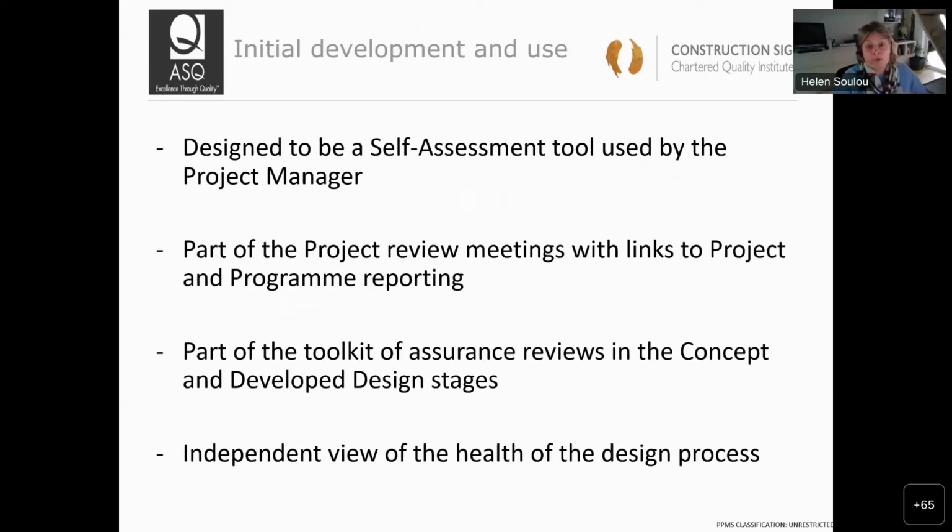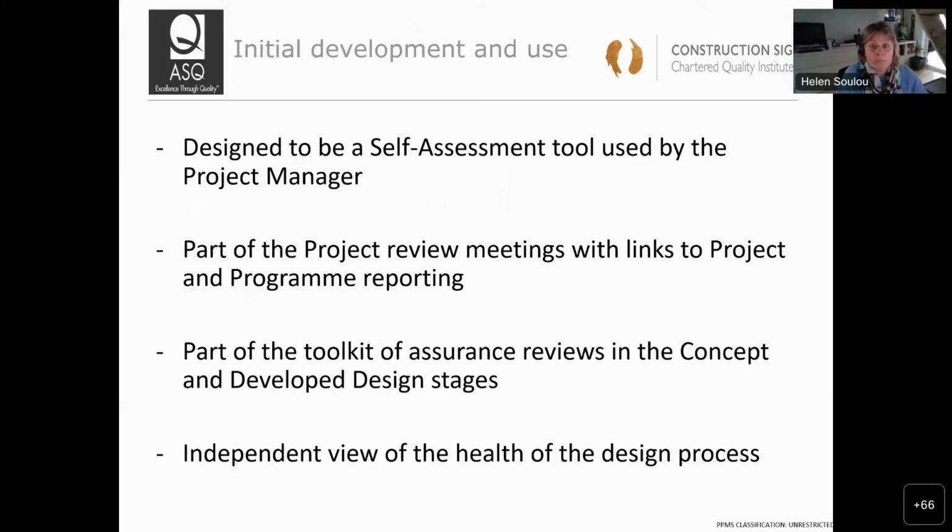So originally the tool was designed to be a self-assessment tool. And it was used in projects at Heathrow as a self-assessment tool. So it was used as part of the project review, in project review meetings. And as I said earlier, it was linked with the project reporting and ultimately with the program reporting, looking at, you know, the program level risks or mitigations or opportunities.